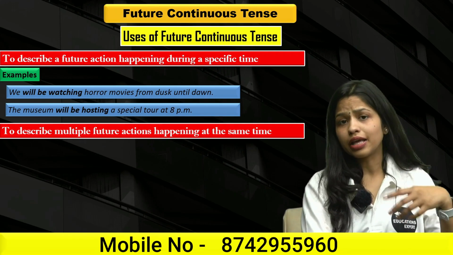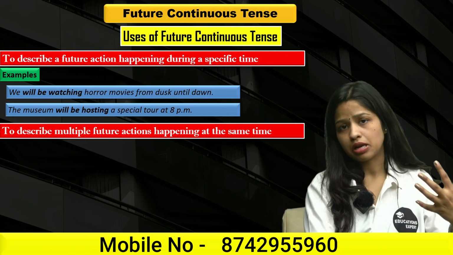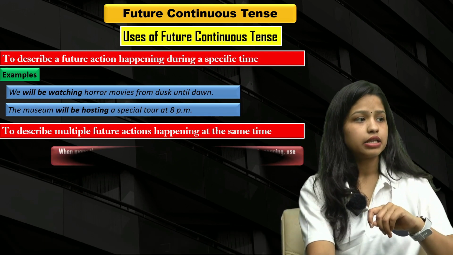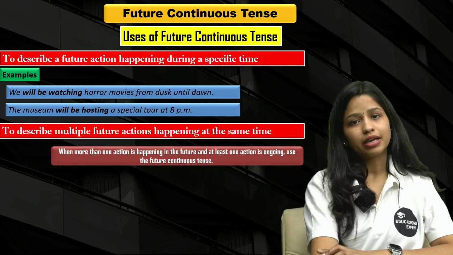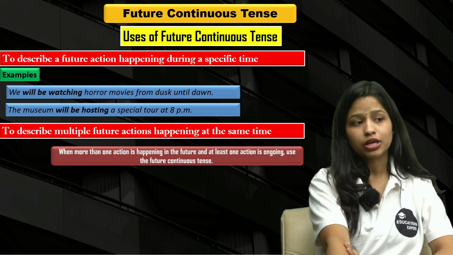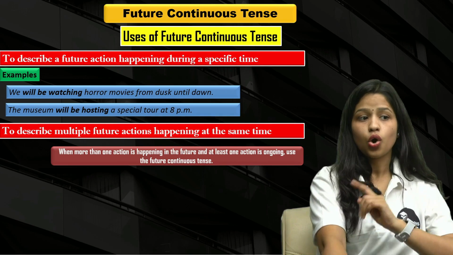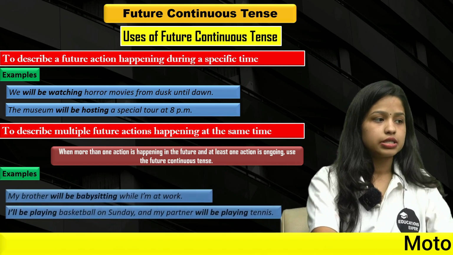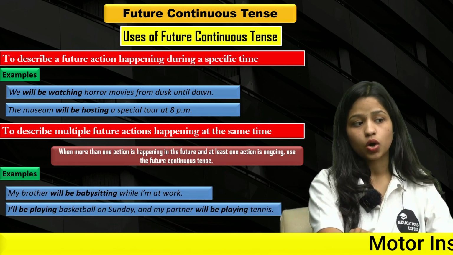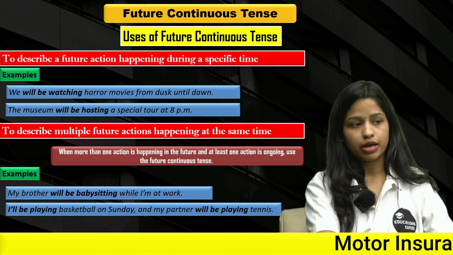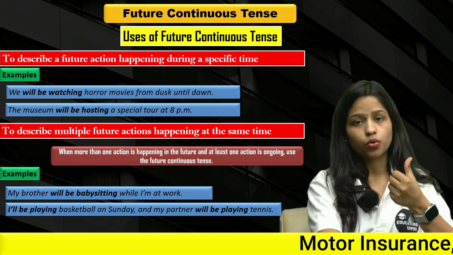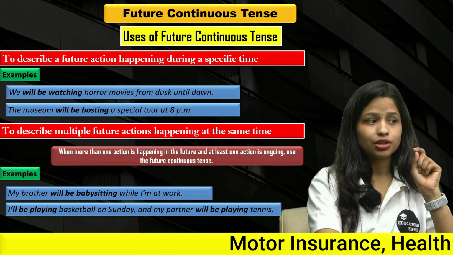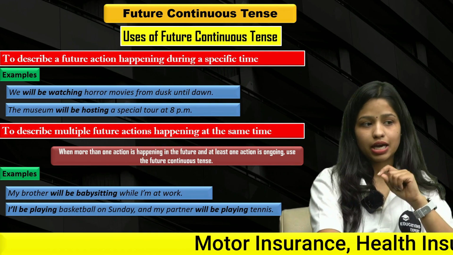When more than one action, or two actions, meaning multiple actions, are happening at the same time, at that time we can use future continuous tense. Like when more than one action is happening in the future and at least one action is ongoing, we use future continuous tense. How? See, my brother will be babysitting while I am at work, right? So there are two actions. My brother will be babysitting and I will be doing work at that time. So I'm telling you my brother will be babysitting while I am at work.